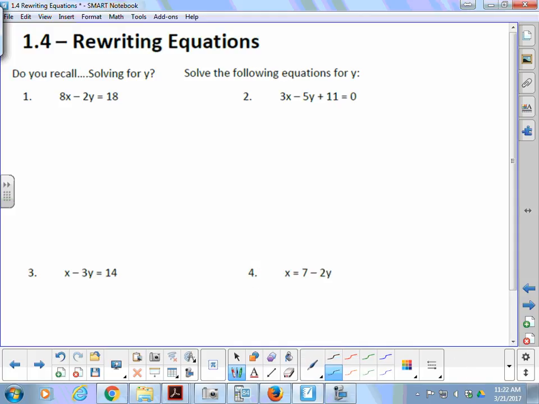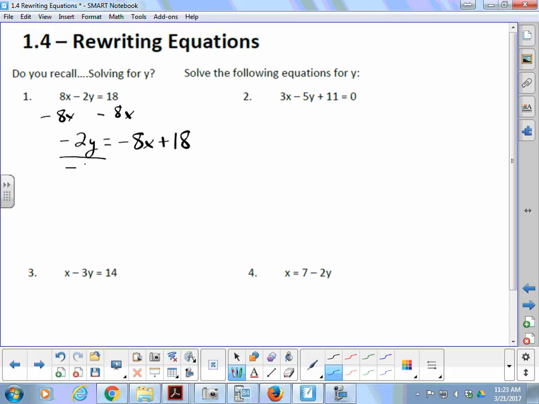Right, so to solve for y here, we're going to get rid of the 8x first. The thing to remember is that I'm always going to put the variable first, so this is going to be negative 8x plus 18. Do not add them together. Those are not like terms. You cannot put them together. So do not add them together.